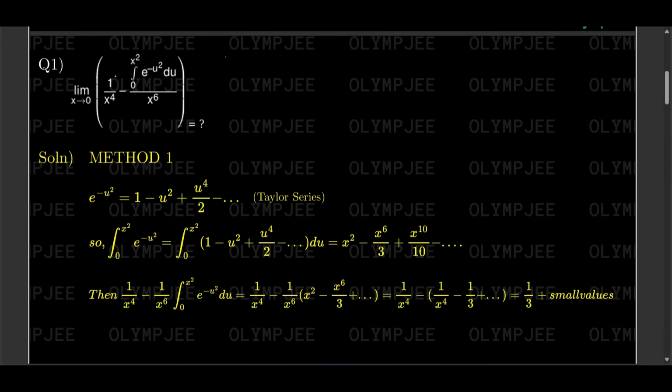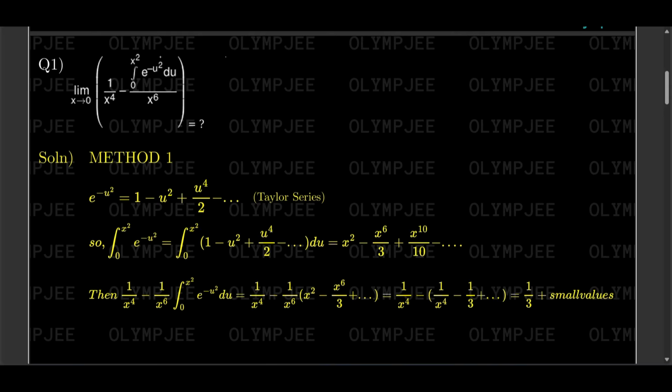Okay, first of all, we need to notice that if x is tending to 0, then this term is tending to infinity, right? So there must be a 1 by x raised to power 4 in this term also, so that it gets cancelled with the plus 1 by x raised to power 4. Only then a limit will exist. If this does not get cancelled, then we cannot obtain the limit, right?